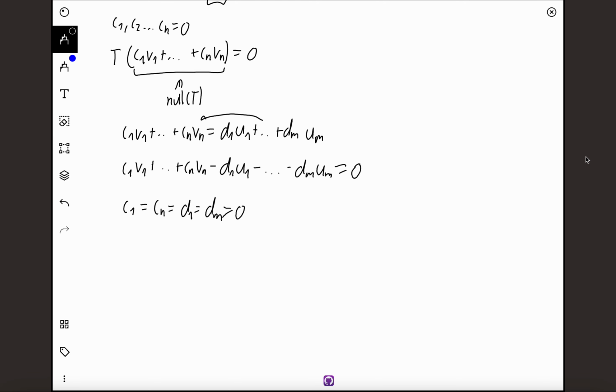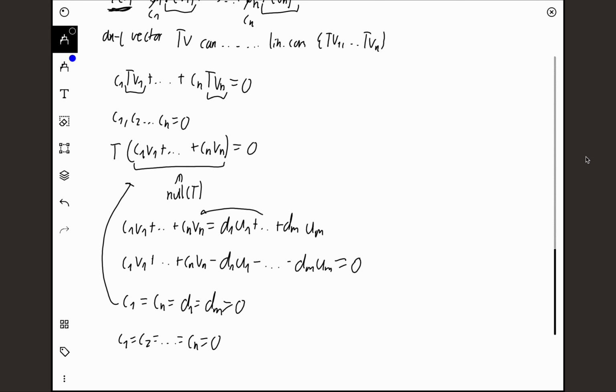So this basically told us that all the coefficients c1 through cn equal 0. So now we know that if we have a vector here and it equals 0, the only way this is true is if all the coefficients c1 to cn are 0, which means that these vectors Tv1 to Tvn are linearly independent. And now this tells us that this is truly a basis.